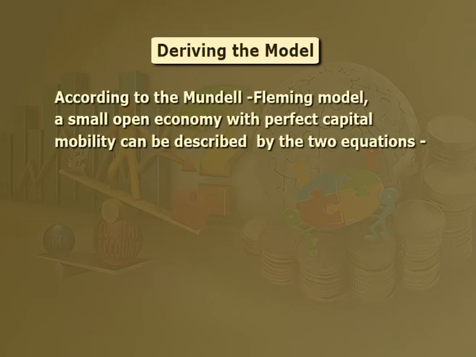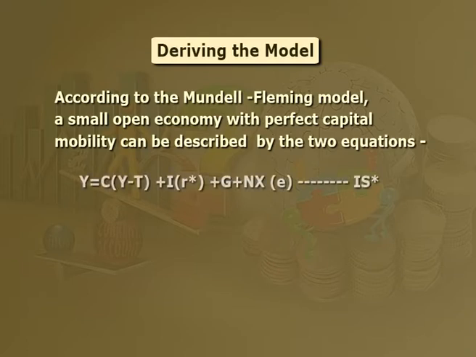Let us now derive the model. According to the Mundell Fleming model, a small open economy with perfect capital mobility can be described by two equations. Equation 1 is the IS star equation, which is Y = C(Y - T) + I(r star) + G + NX(e). The second equation is the LM star equation, which is M divided by P is equal to L, which is a function of r star and Y.